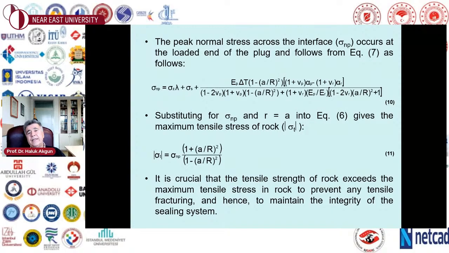So the peak normal stress happens at the loaded end of the plug, and this is the equation for that. We plug this equation into our tensile stress calculations, and here we want to make sure that this maximum tensile stress developed should not exceed the tensile strength of the rock in order to prevent any tensile fracturing.